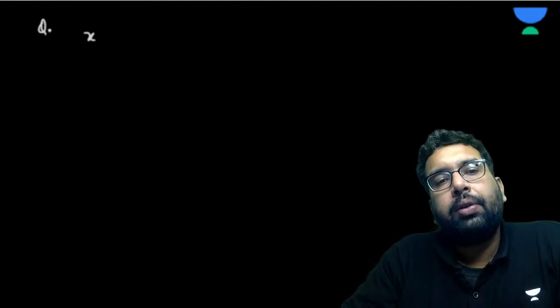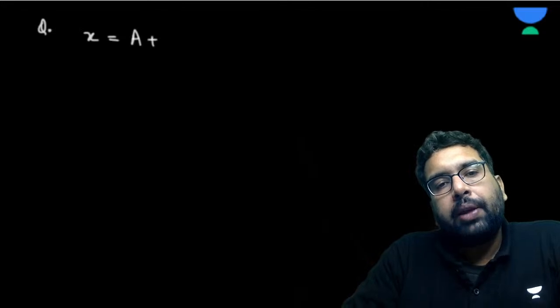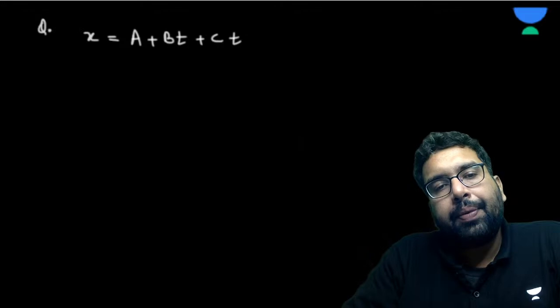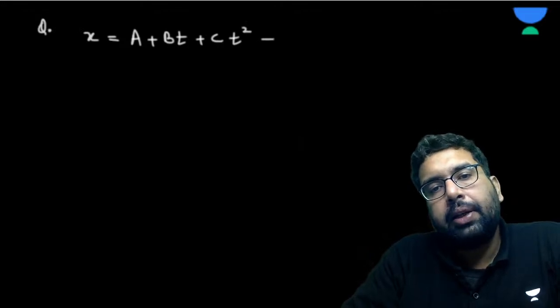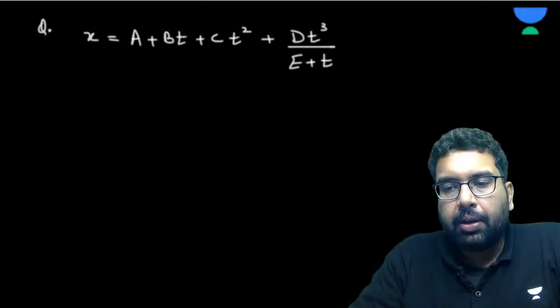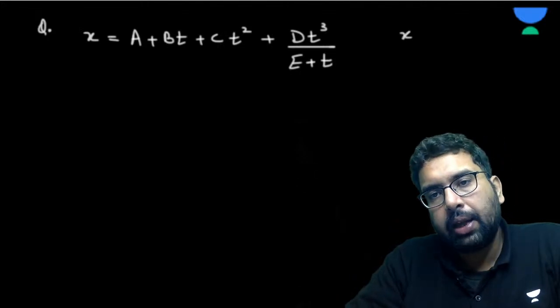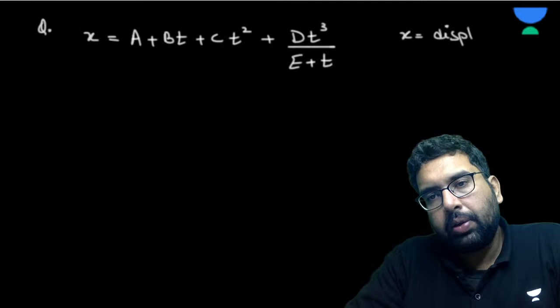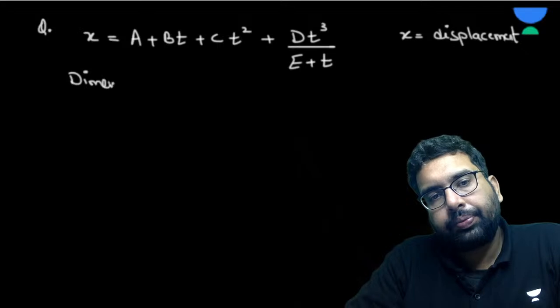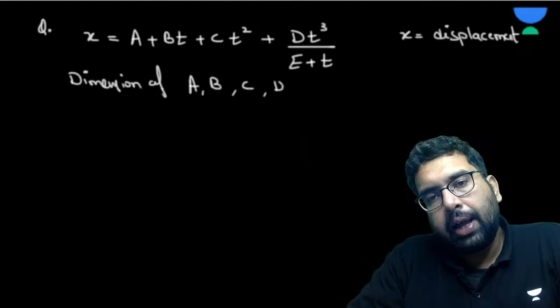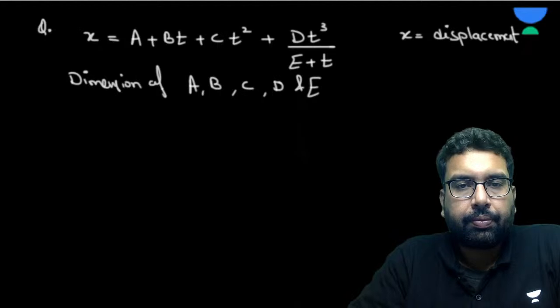Now let's try one thing. Let's say x is equal to a plus bt plus ct square plus dt cube upon e plus t. Now x is a displacement. If I ask you what is the dimension of a, b, c, d and e, what are you going to tell me? Can you please answer me?